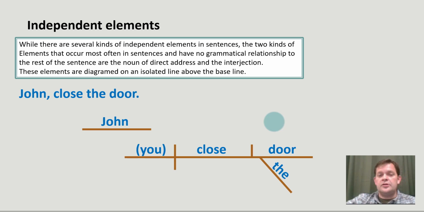We also, in our sentences, sometimes have independent elements. There's two main kinds of independent elements. These typically are either interjections or nouns of direct address. In this case, you have a noun of direct address. "John, close the door." John is being addressed directly. You might be tempted to think that John is the subject, but he is not.